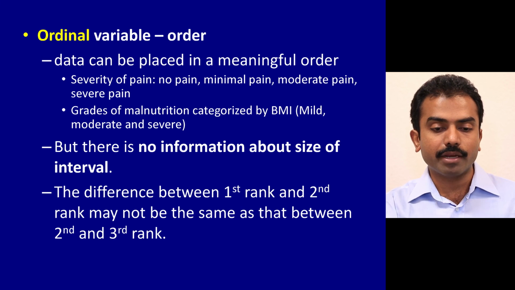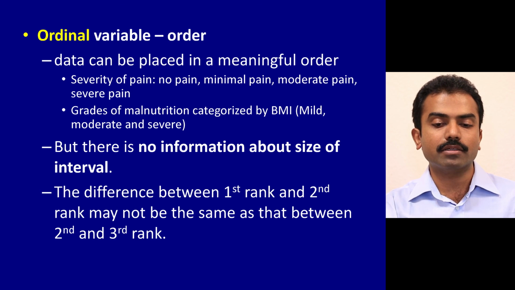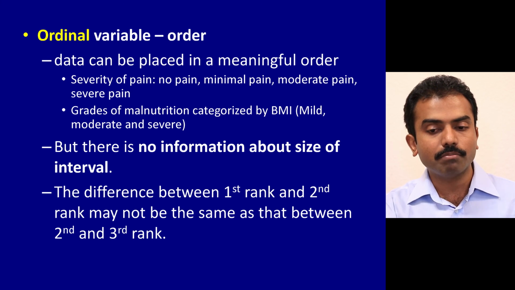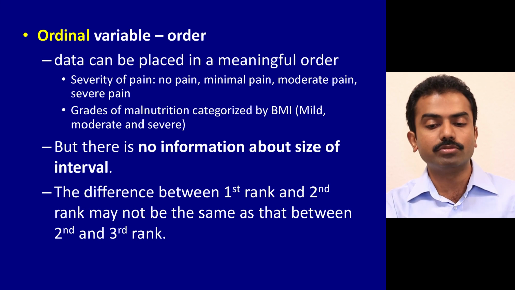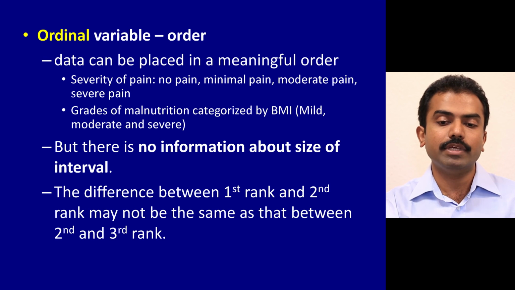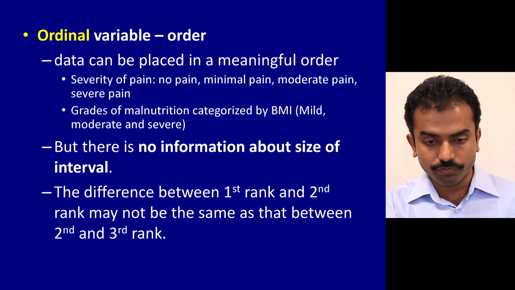Now, what is an ordinal variable? It is similar to a nominal qualitative variable, but there is an inherent order to these categories. For example, severity of pain. You can have no pain, minimal pain, moderate pain, and severe pain. You can have grades of malnutrition: mild malnutrition, moderate, and severe malnutrition. Or another example I can think of is staging of HIV disease, for example. Stage 1, stage 2, stage 3, stage 4.